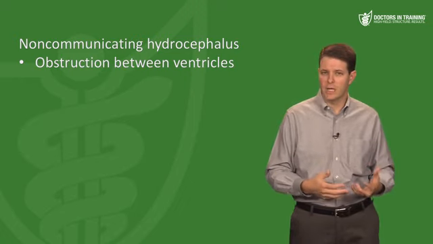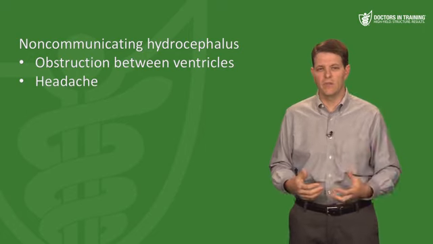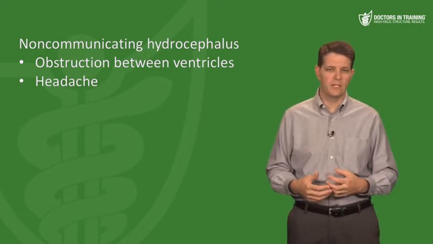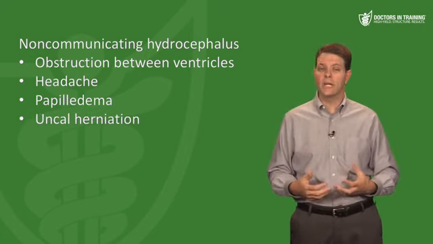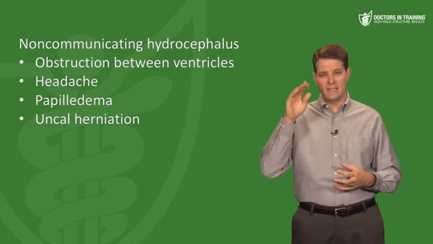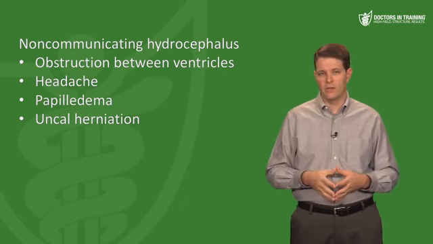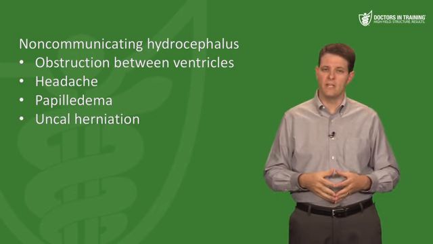Now, this can lead to severe headache from elevated intracranial pressure. It can lead to papilledema and uncal herniation with a blown pupil and possibly that down and out eye from a cranial nerve 3 palsy. And ultimately, it can potentially cause death.